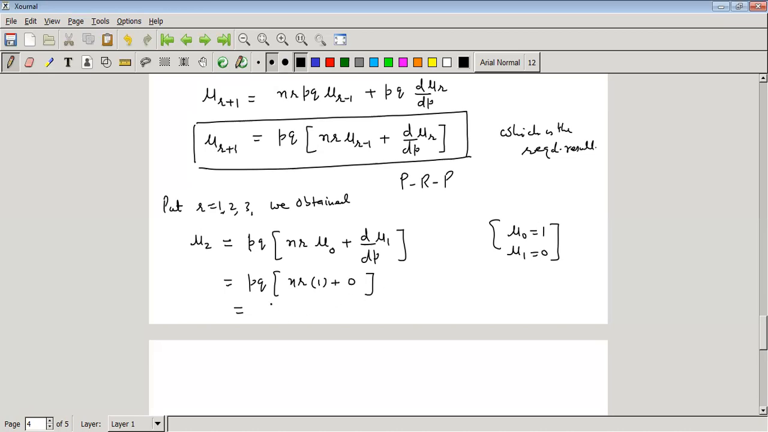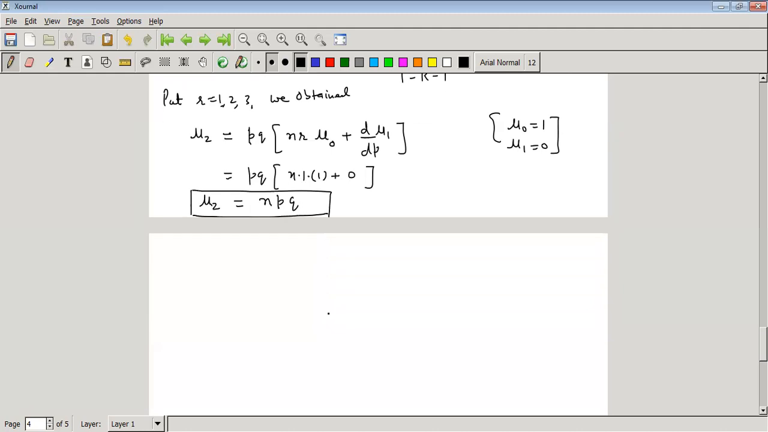So we get n, and r is equal to 1. So again here we can put it, it also becomes 1, into 1 into 1. So we get npq. And we know that mu 2 is the variance. So the variance of the binomial distribution is equal to npq. So with the help of the recurrence relation, we can find the variance by just putting r equal to 1.